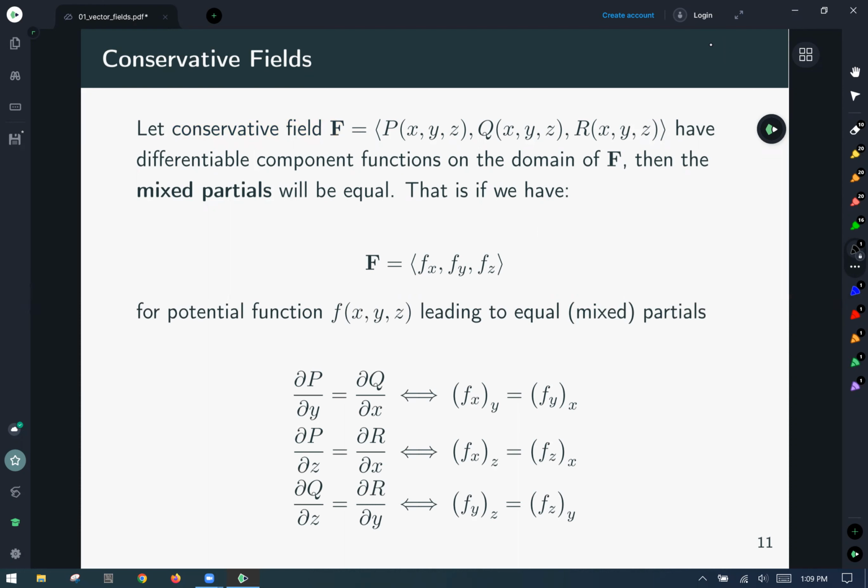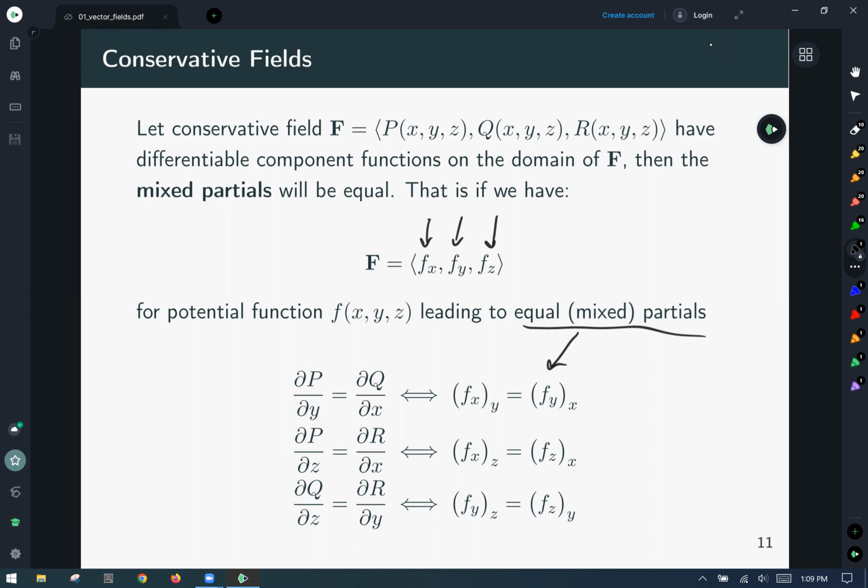Well, then for potential function f, we would have equal mixed partials, because the individual components of the vector field are already first partials of our potential function. And so equal mixed partials, second order partials, on the right there. If you don't look at the left, you say, okay, if I take each of those component functions and check their mixed partials, they should be equal. As long as this is a conservative vector field, we have that conclusion.